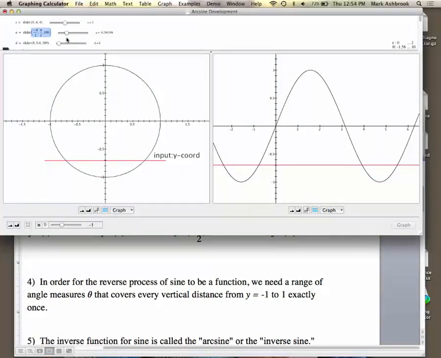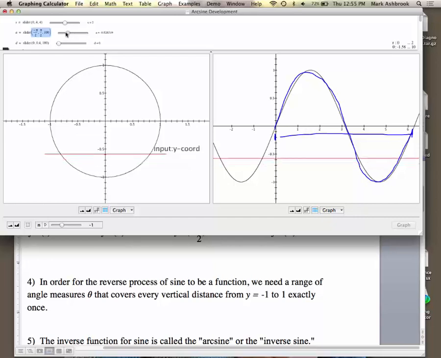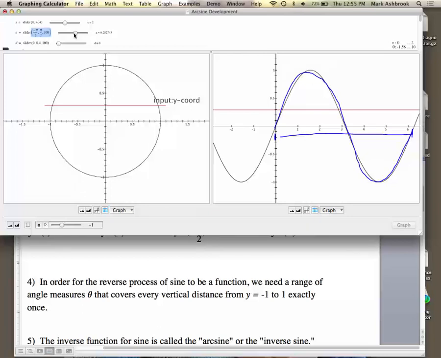So let's try a range of angles. Let's try 0 to 2 pi. Okay, so if I do 0 to 2 pi, I'd be looking at this part of the graph right here, from 0 to 2 pi. Does it work? So if I only looked at 0 to 2 pi there, for any y that I choose, for any vertical height that I choose, do I get just one resulting angle measure in that range, if I picked 0 to 2 pi as my range for theta?